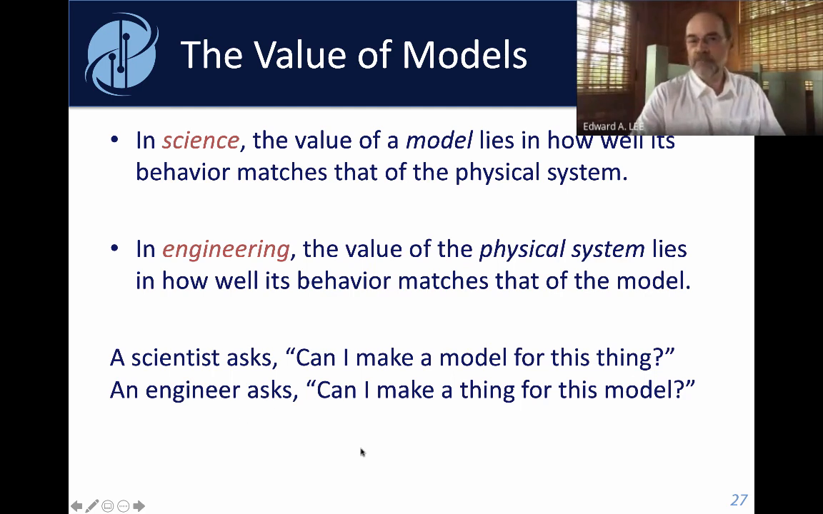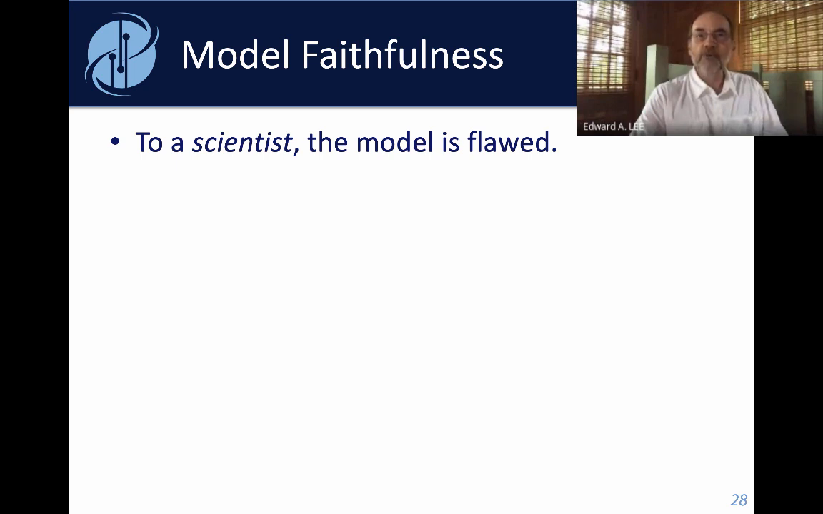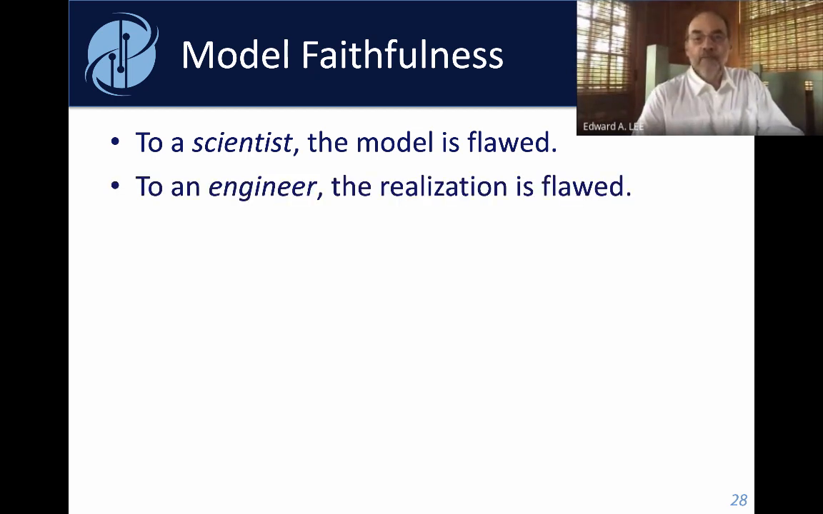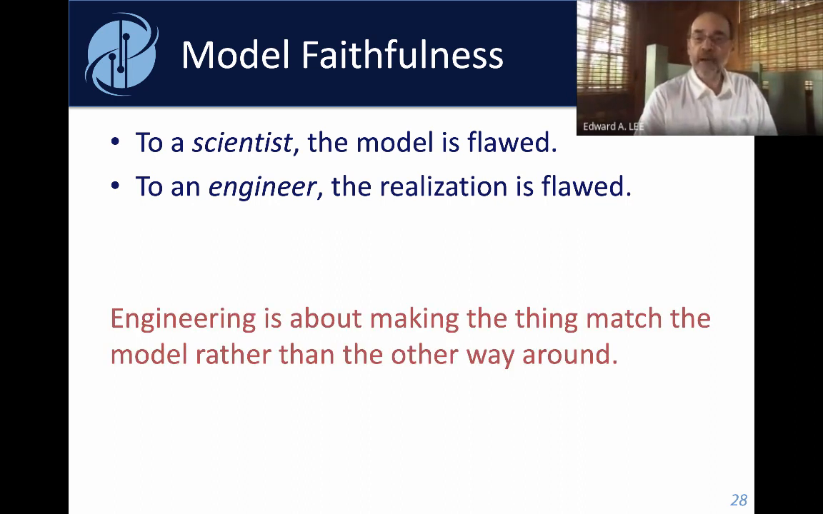And if you look at this Newton's cradle example, to a scientist, the model is flawed. It failed to identify the particular features of the physics that caused the balls in the middle to move when they shouldn't have moved. But to an engineer, the realization is flawed. And of course, the reality is that both are flawed, right? But the value of your model depends on which of the two you're emphasizing. So engineering is about making the thing match the model rather than the other way around.